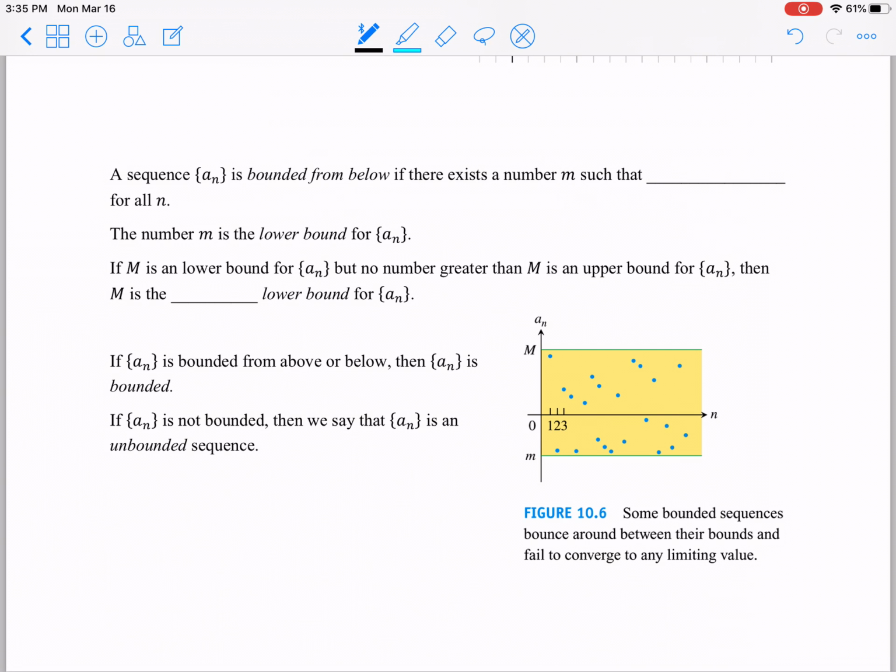Next, a sequence is bounded from below this time if there exists a number m such that lowercase m is always less than or equal to a sub n for any n. The number m is, again, a lower bound for a_n. If m is a lower bound for the set a_n, but no number greater than m is a lower bound for a_n, then m is, I guess I shouldn't have made a lowercase m. I'll go back to the capital up here, sorry.